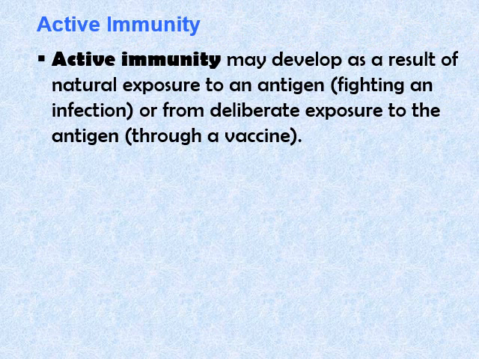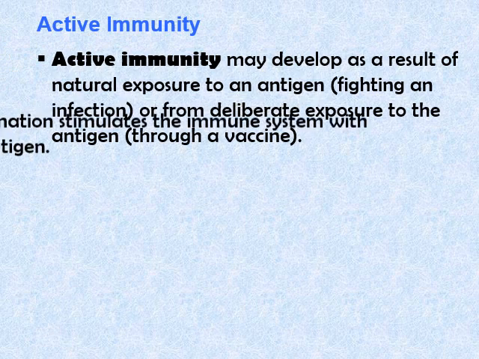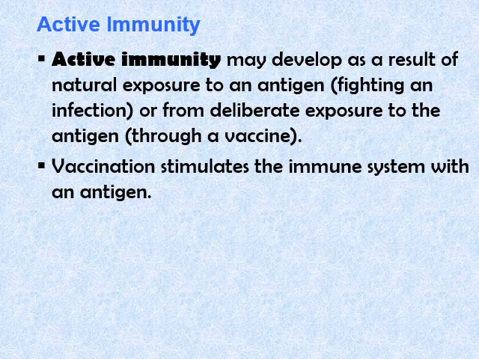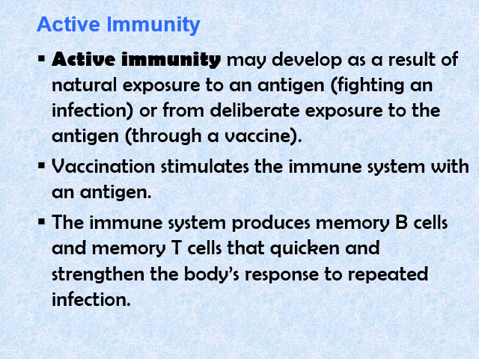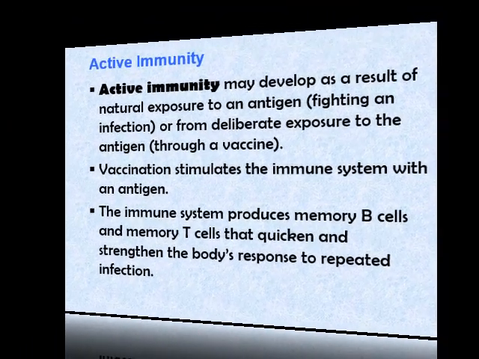Active immunity may develop as a result of natural exposure to an antigen, fighting an infection, or from deliberate exposure to the antigen through a vaccine, for example. Vaccination stimulates the immune system with an antigen. The immune system produces memory B cells and memory T cells that quicken and strengthen the body's response to repeated infection.